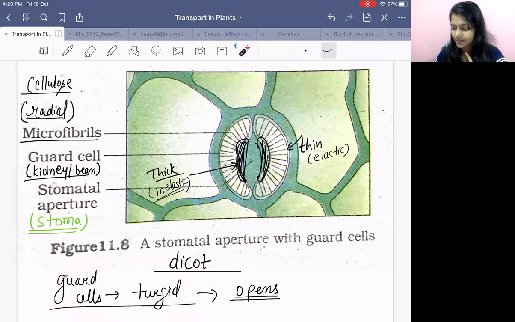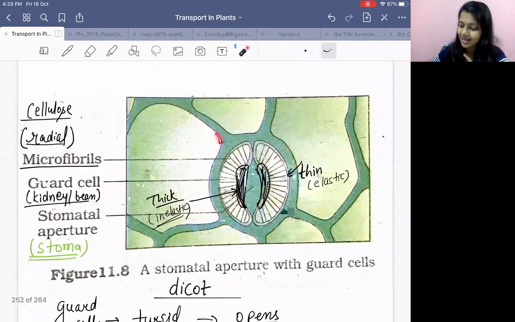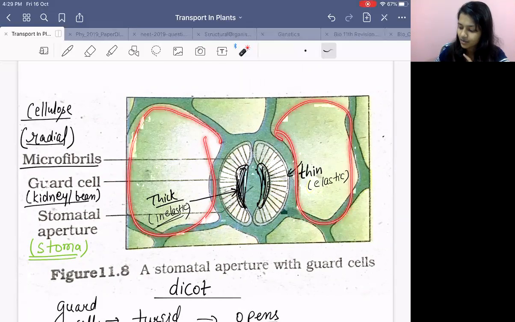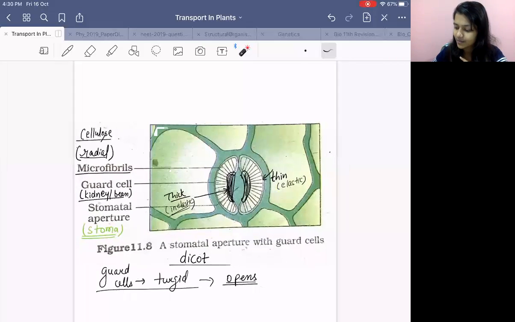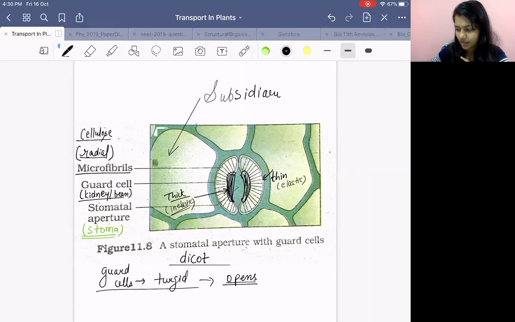Is it clear? Now surrounding the guard cells, what are these called? These are called subsidiary cells. Subsidiary cells. Clear? Any doubt?